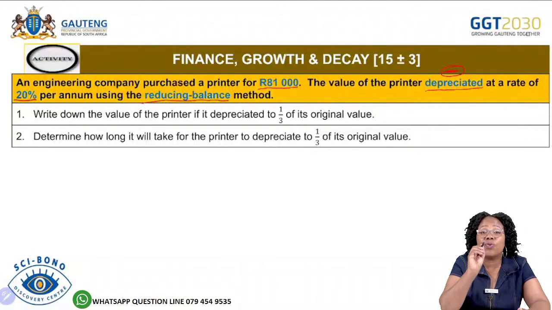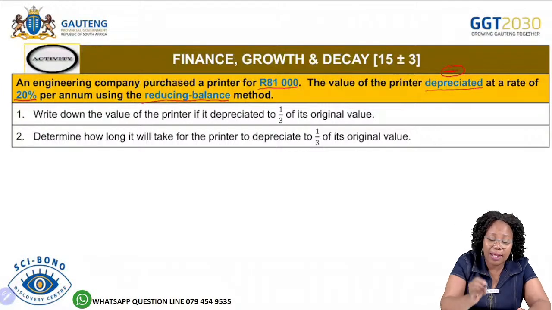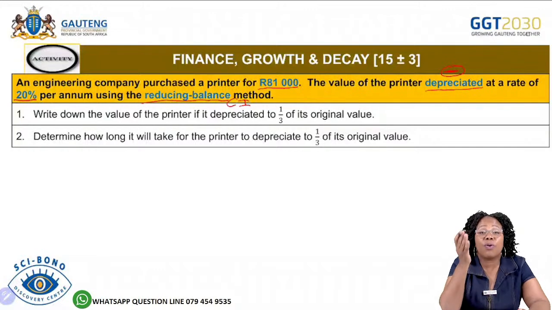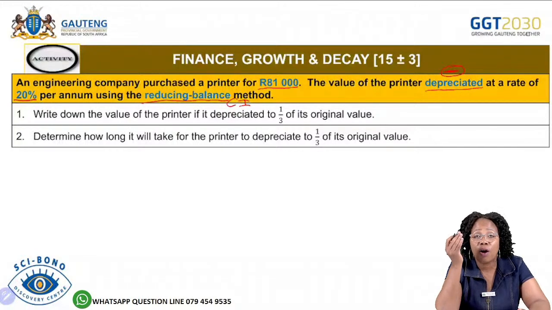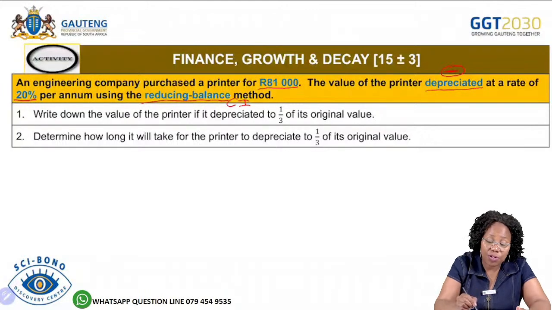That is another keyword. Remember, we indicated that if it is saying reducing balance, it's a compound interest. Now we know it's a compound interest formula of minus. Okay, and now let's look at the question. Write down the value of the printer if it depreciated to 1/3 of its original value. Remember, the original value is 81,000.